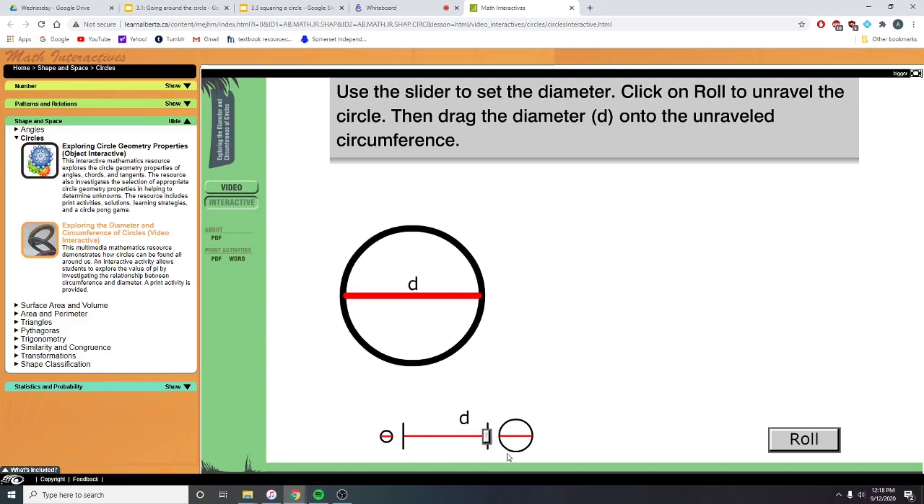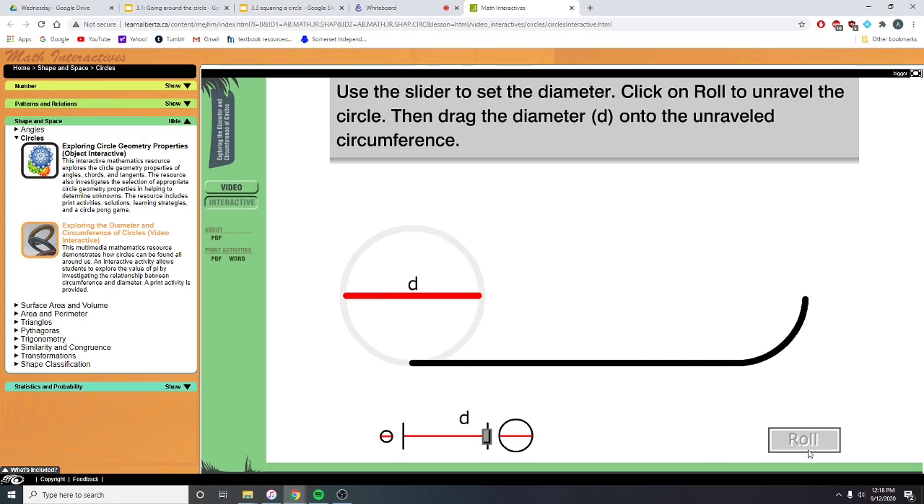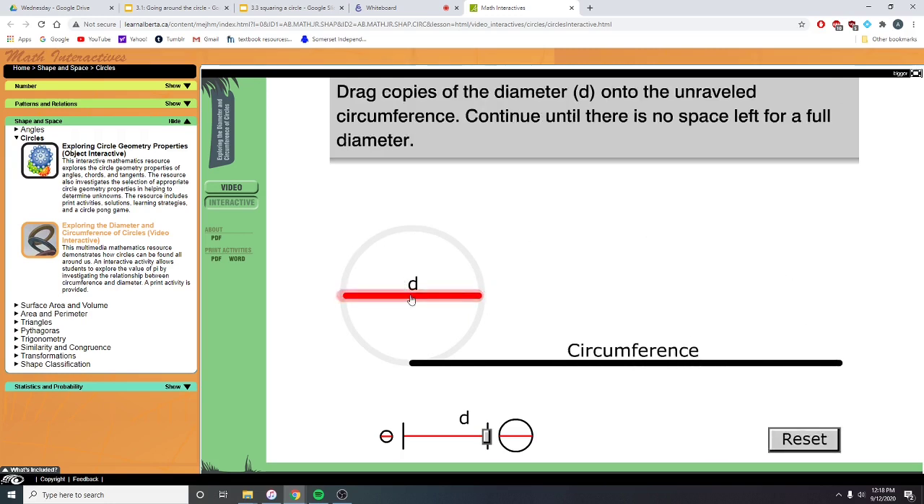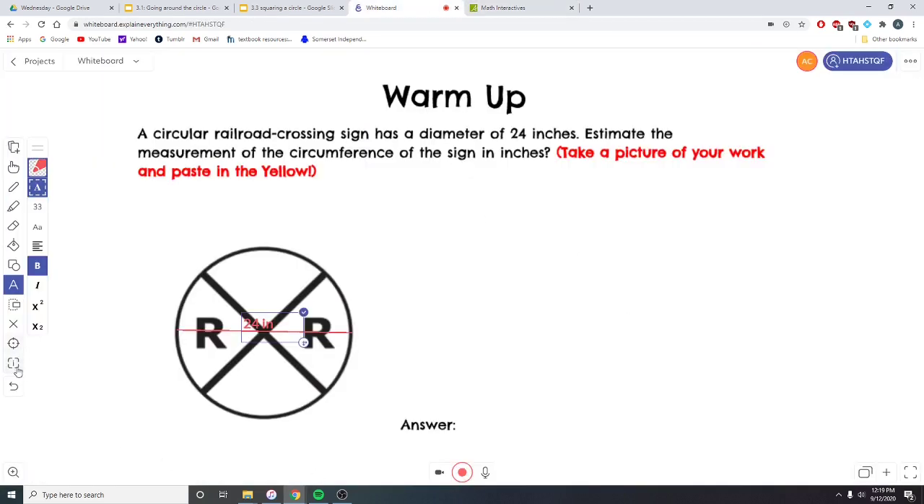Remember, if I take my circumference and flatten it out, I can stack up my diameter about 3 times in order to find the circumference, or at least an estimate of that circumference. Notice that the circumference is going to be a little more than what we calculate. So you can do diameter plus diameter plus diameter, or diameter times 3. I'm going to write this down.